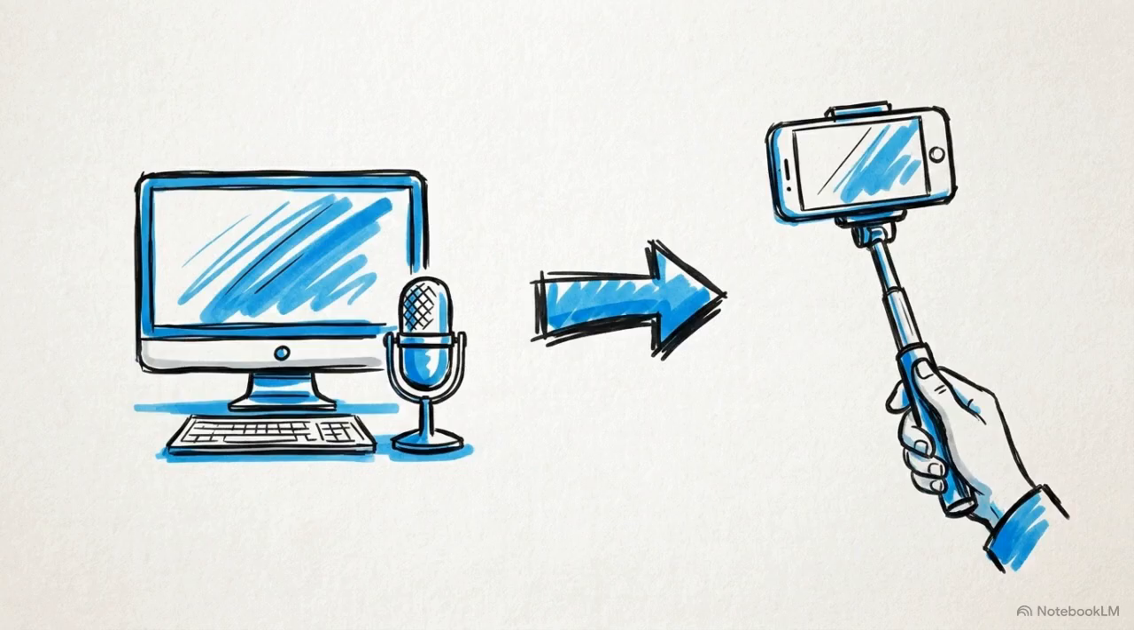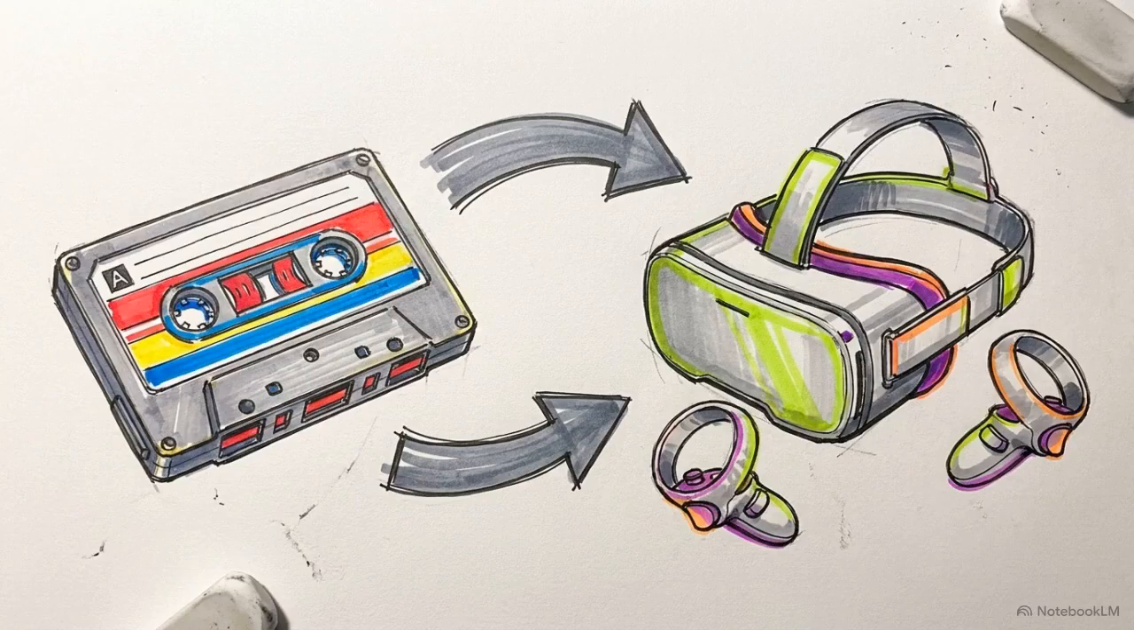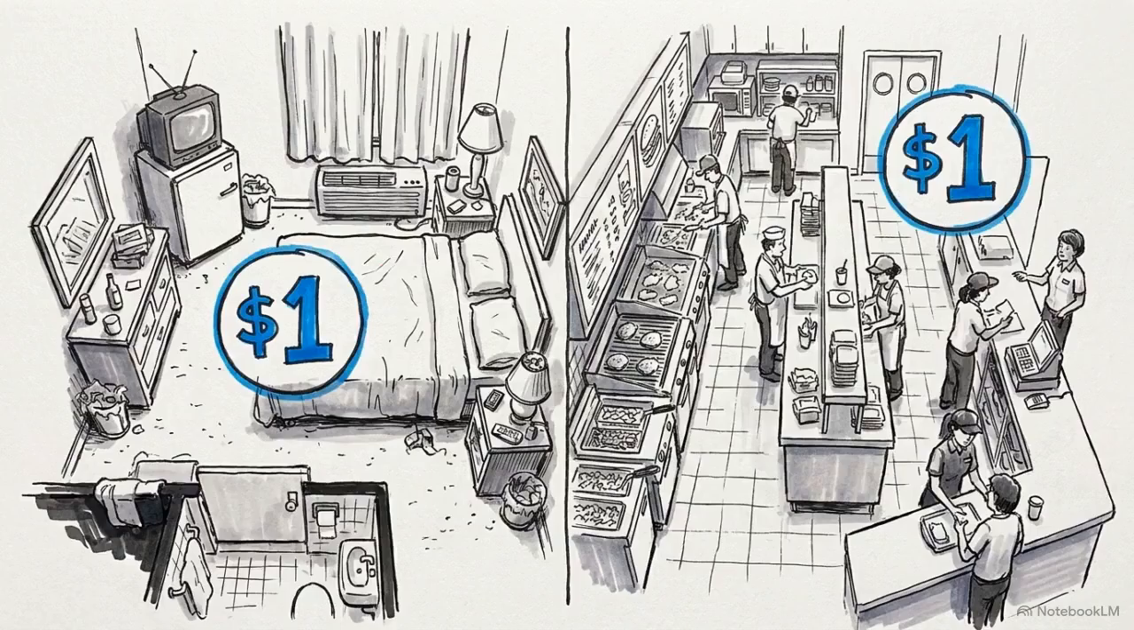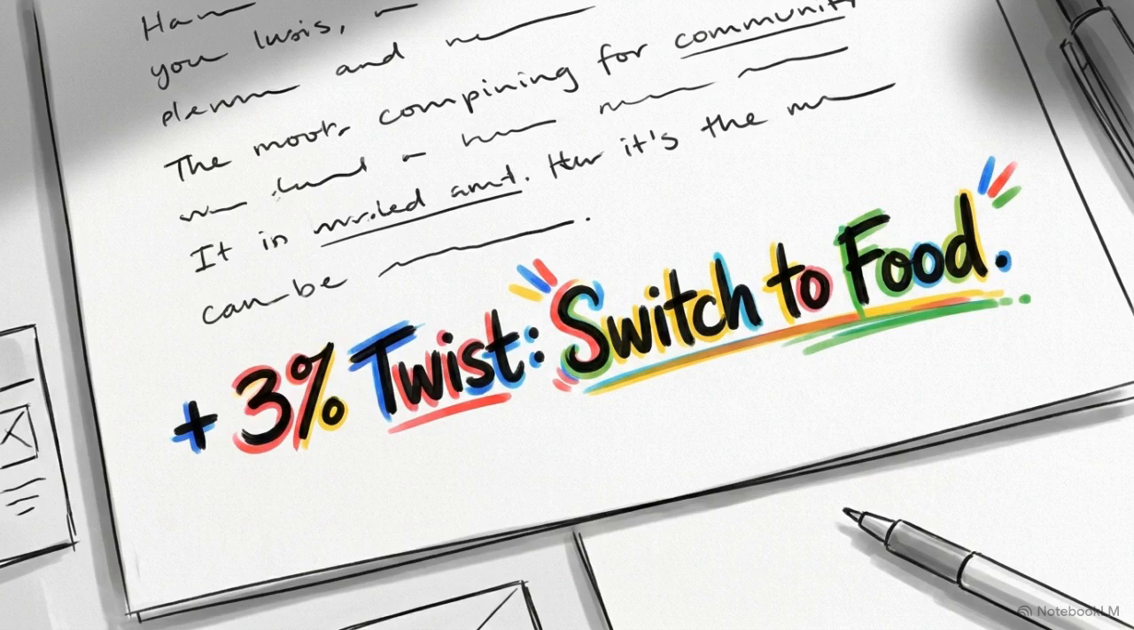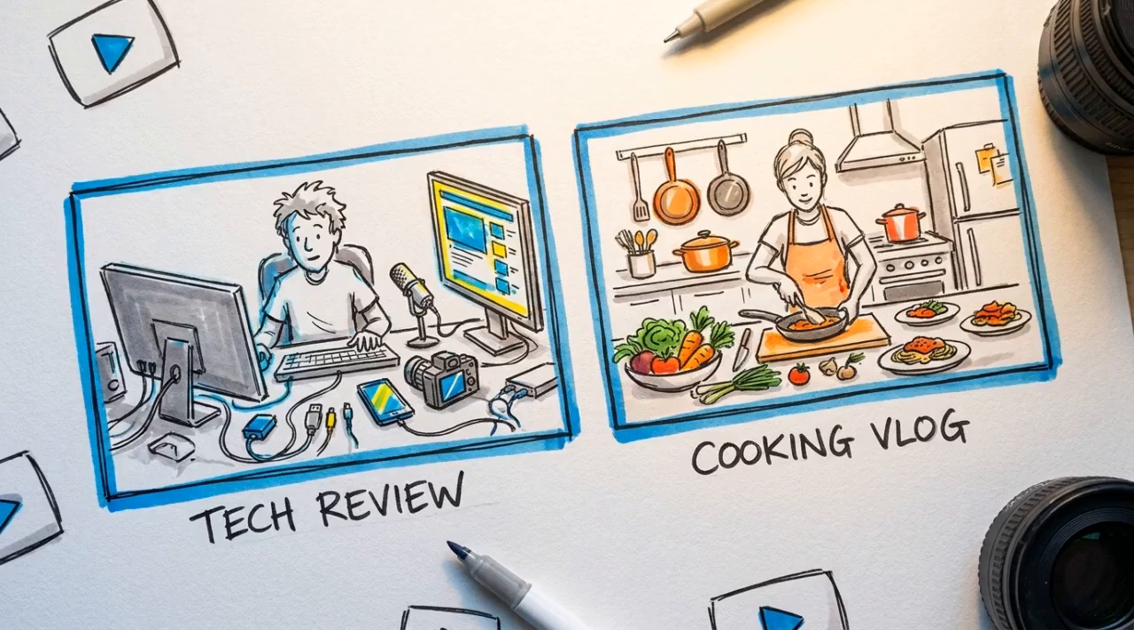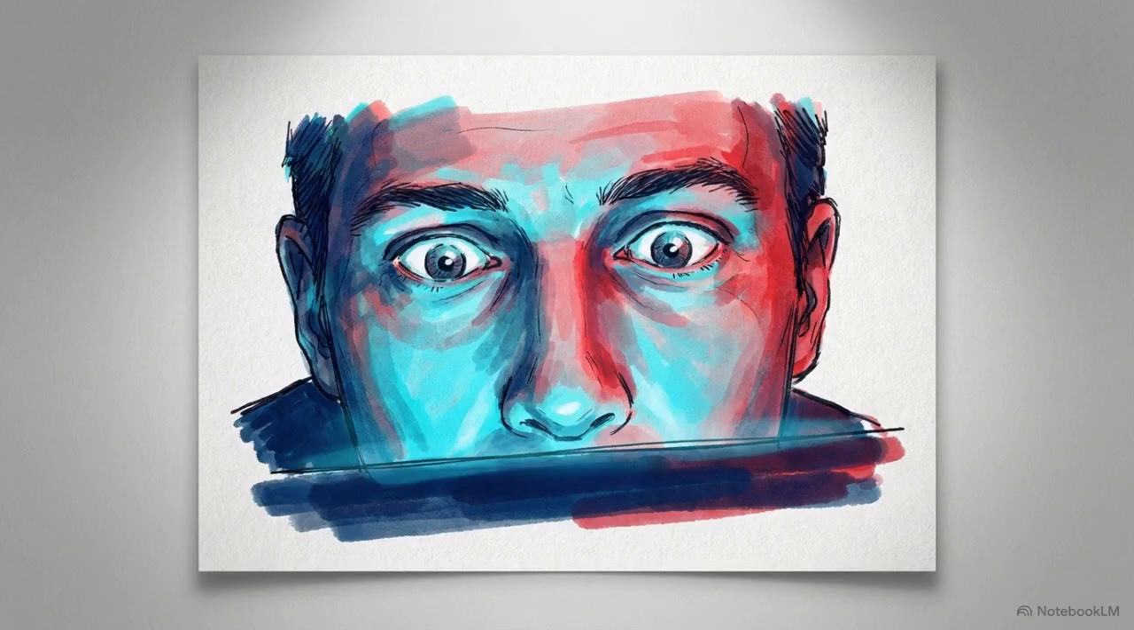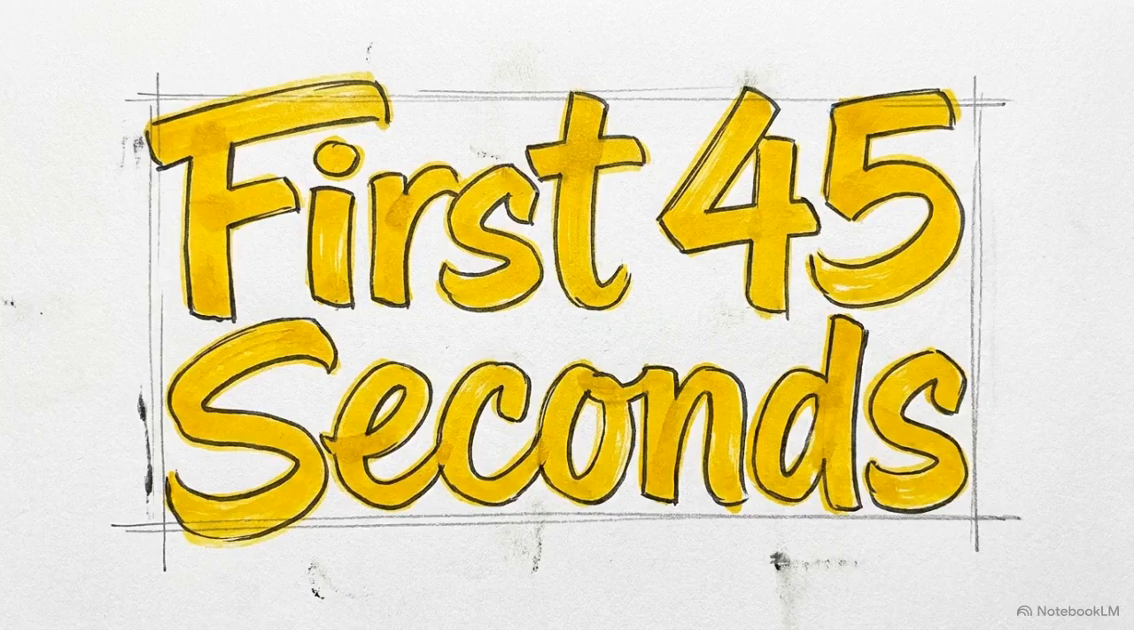Shift the genre. If the outlier is a tech review, make it a vlog. Change the era, or change the medium. If the outlier is about a $1 hotel, you could change the subject to a restaurant. Decide on your specific 3% change and write that twist into your document. This adjustment distinguishes you from the original creator while utilizing the psychological appeal that made the outlier successful in the first place.